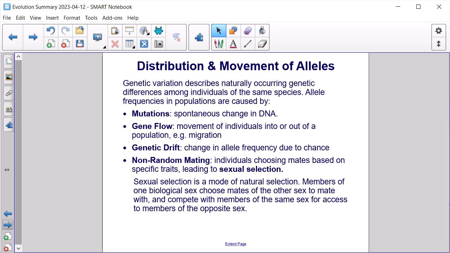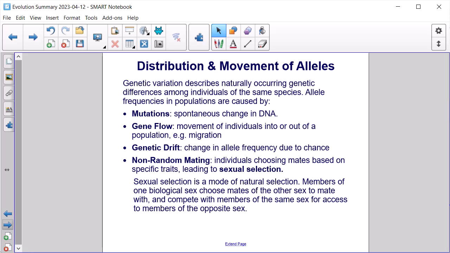Allele frequencies in populations are caused by mutations, which is a spontaneous change in DNA; by gene flow, which is movement of individuals into or out of a population via migration, for example; genetic drift, which is a change in allele frequency due to chance; and non-random mating, where individuals are choosing mates based on specific traits, leading to sexual selection. Sexual selection is a mode of natural selection.